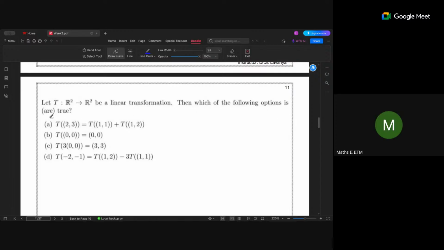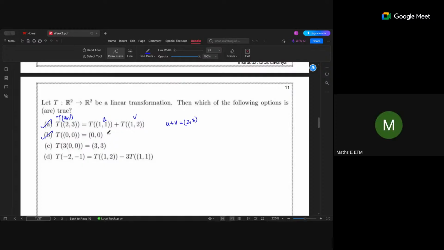Then which of the following is true? The first one, so here you are having some vector. Here, let's say this is u and this is v. What is u plus v? (2, 3). So according to the linearity condition, is this correct? T of (u plus v) is equal to T of u plus T of v. So is the first one correct? Yes. And second one, for any linear transformation, also correct.